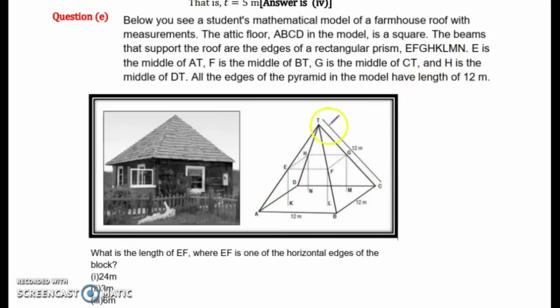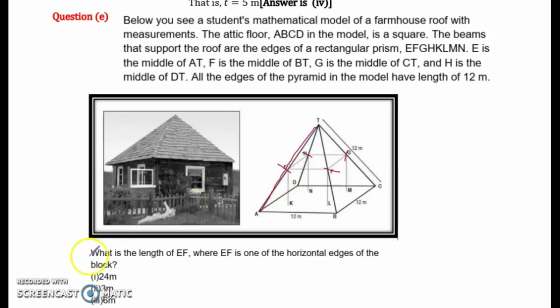E is in the middle of AT. In the same way, F is the middle of BT. Now you know what the answer is. G is the middle of CT. H is the middle of DT. Then all the edges of the model are 12 meter. This is going to be 12 meter.